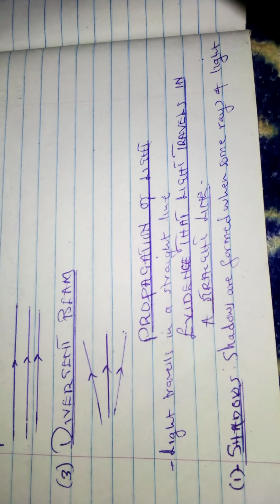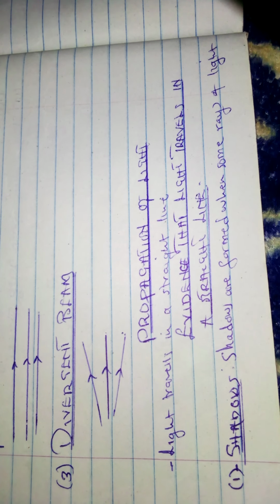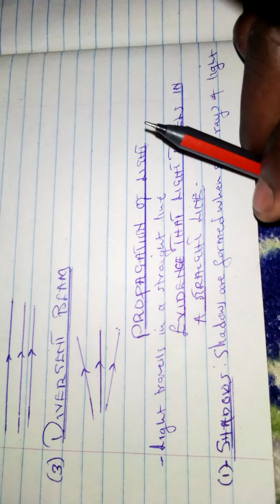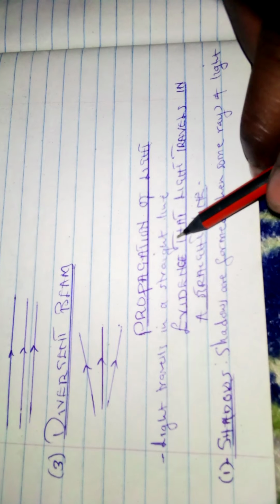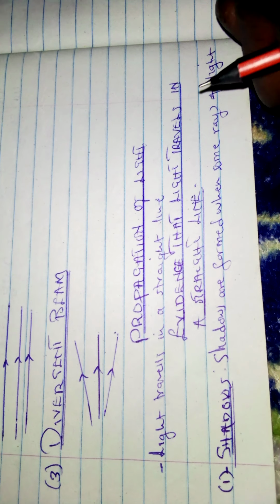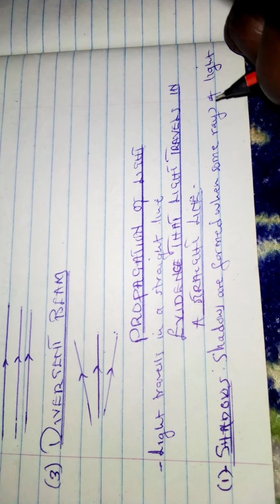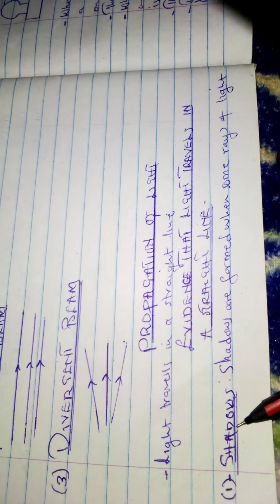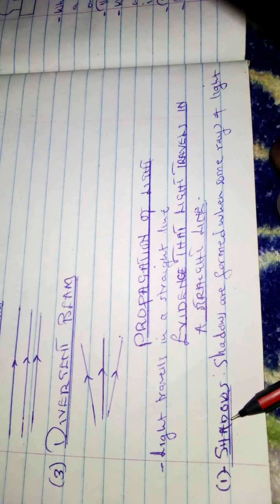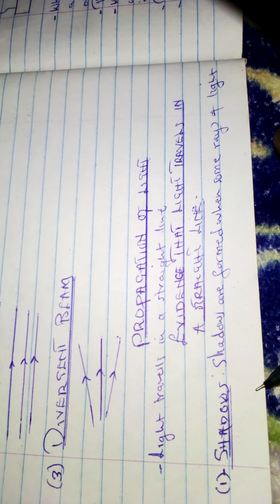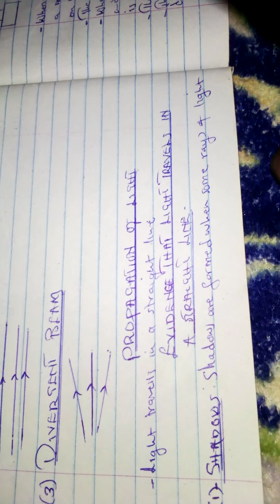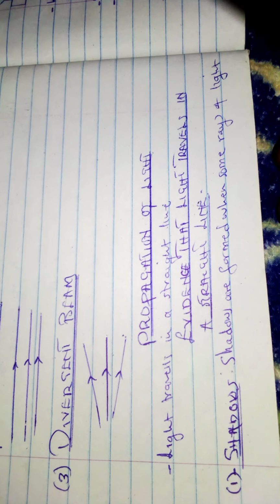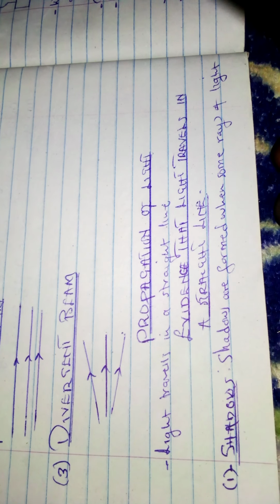Propagation of light. What does that mean? Propagation of light means that light travels in a straight line. That's what this concept means. So now, what evidence do we have that light travels in a straight line? For example, shadows. Shadows are formed when some rays of light continue to travel in a straight line, while others are stopped by an object.